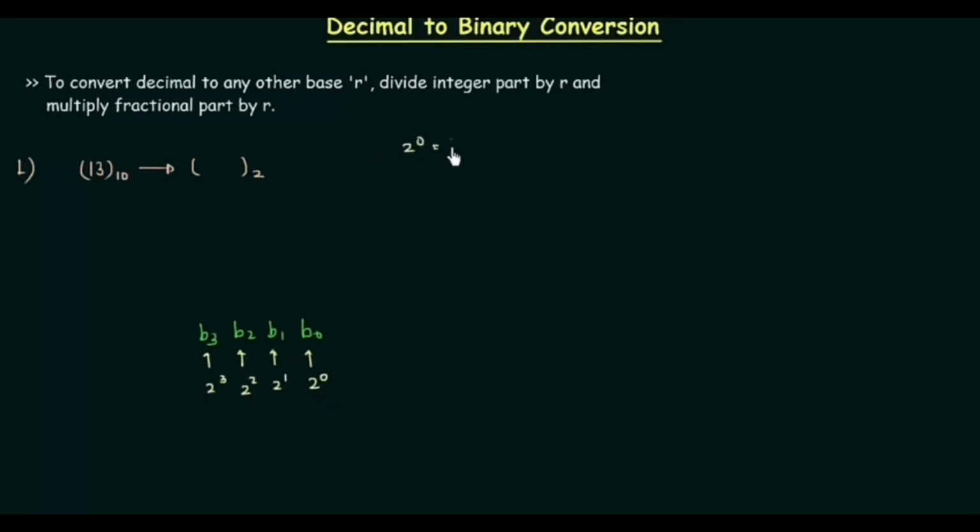Right? And 2 raised to power 0 is equal to 1. 2 raised to power 1 is equal to 2. 2 raised to power 2 is equal to 4. And 2 raised to power 3 is equal to 8. We can also have 2 raised to power 4 equal to 16, but we do not require 2 raised to power 4 because the number in decimal is 13. We want to convert 13, and 16 is greater than 13. So we do not require 2 raised to power 4. And out of 1, 2, 4, 8, the number closest to 13 is 8.